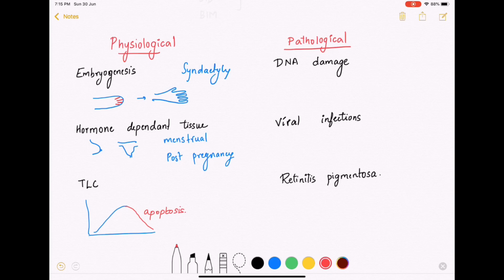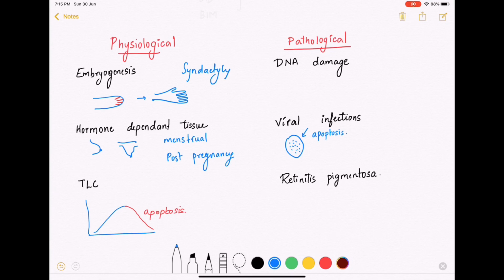Next is about viral infections. Viral infections are intracellular infections, right? We know that. So the only effective thing that we can do against viruses is to kill the cell that it has infected. So here is where apoptosis plays a role.